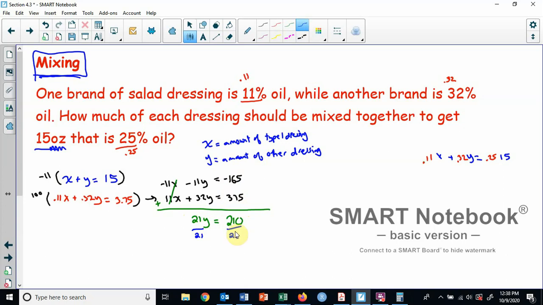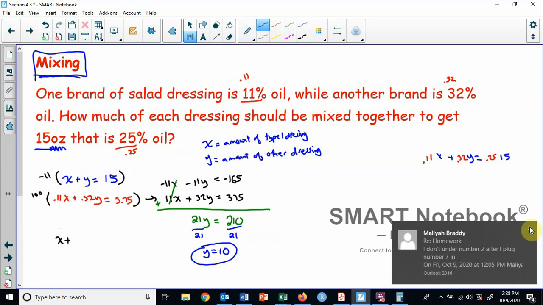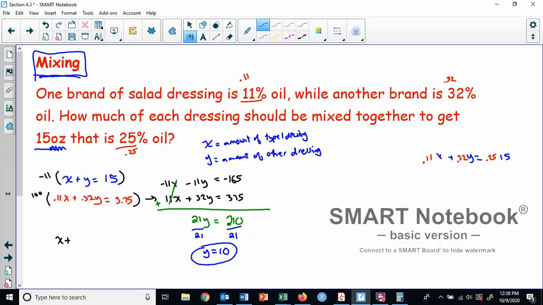We can do this in our heads because 210 over 21, that's just going to be 10. Awesome. So I found how much of the second dressing I have. 10 ounces. So now I just can go to one of the originals. This blue equation is super easy to plug into and find. So let's find x plus y equals 15. Let's see, so that y value is 10. So all I got to do is subtract 10 over. So x will equal 5.